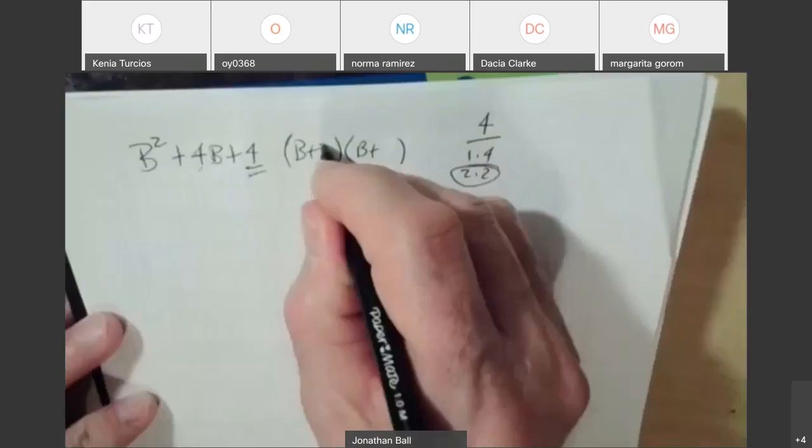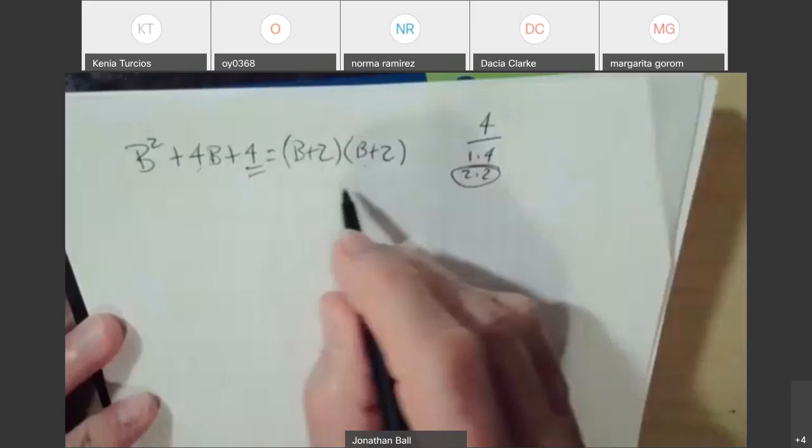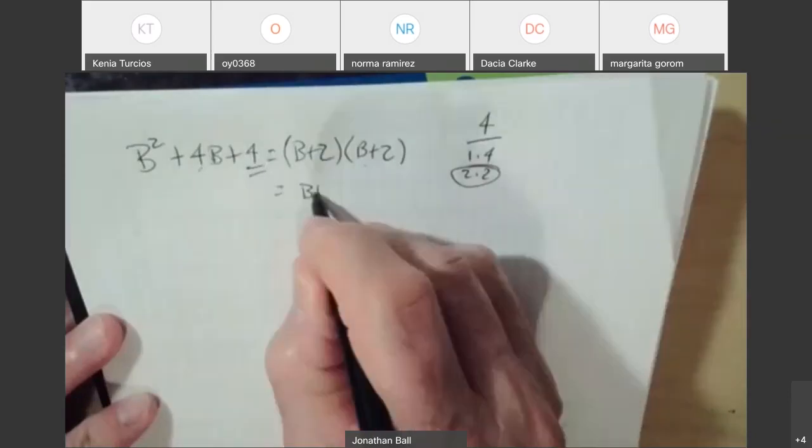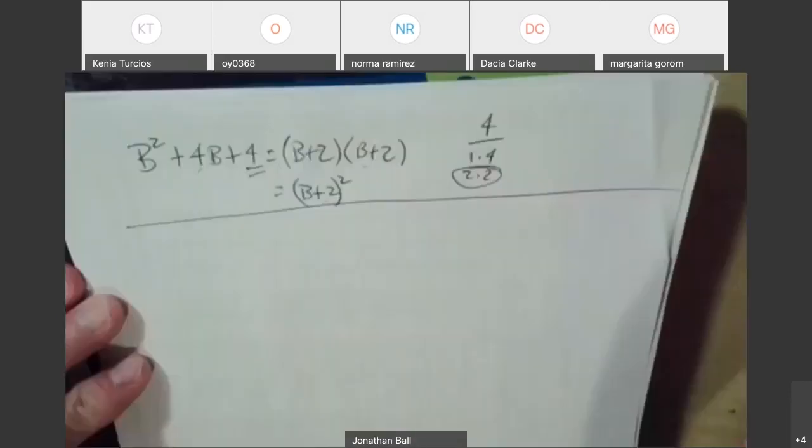Right. Now look, these are the same things. How is another way that we can write this? B plus 2 squared. You might see this on the final exam. They might show the answer like this. Okay?